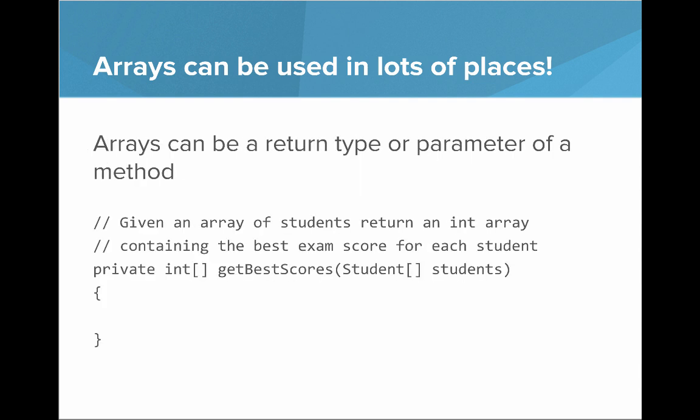And arrays can be the return type or parameter of a method. So here I show a demo sample method, private int array getBestScore, Student array of students. So you could say this could be a method that takes an array of students and returns an array of ints. So you can find arrays in parameters or return values.